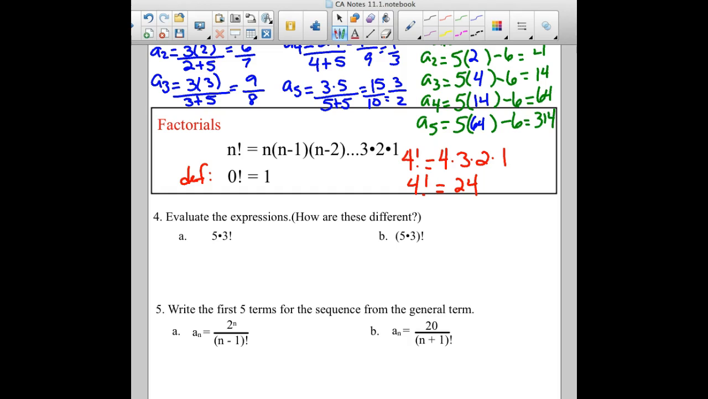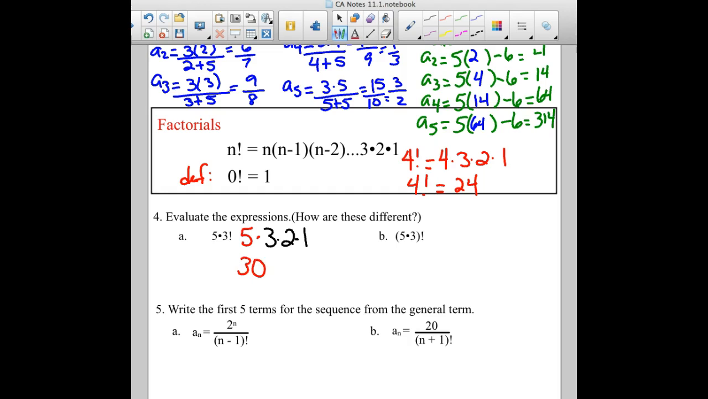All right, so example 4 says to evaluate the expression and look at how these are different. In our first one, notice that we have no parentheses. So this is simply 5 times 3 factorial. So we have a 5, and then 3 factorial would be 3 times 2 times 1. So 5 times 3 is 15, times 2 is 30. So we get 30 for an answer here.